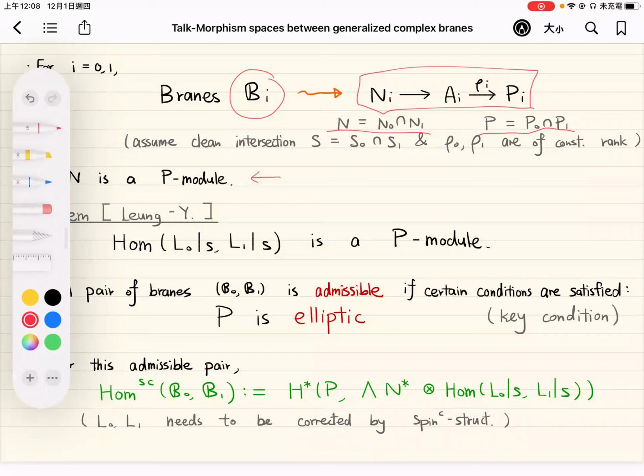So for this kind of admissible pair, we can define the semi-classical Hom from B0 to B1 as a certain kind of P cohomology with values in the Hom from the restriction of L0 to the restriction of L1, and twisted by the exterior algebra of the dual of N. Indeed, we need a certain kind of correction by the spin structure, but because of time limit, I would like to skip this part.